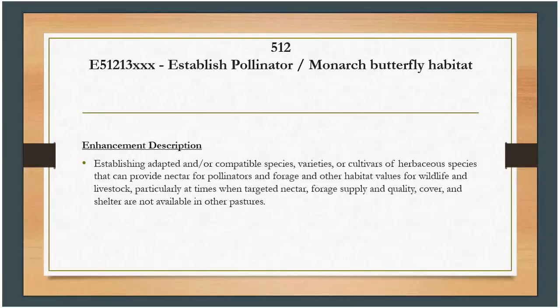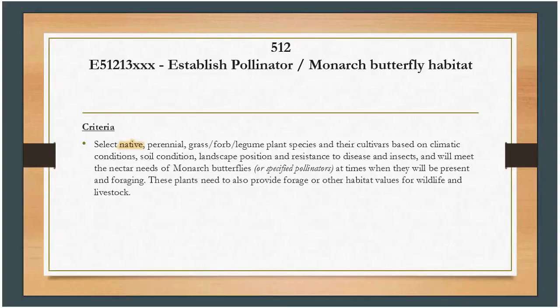Okay. So with this, the enhancement description is saying establishing adapted or compatible species, varieties, or cultivars of herbaceous species that can provide nectar, food for pollinators, and forage and other habitat values for wildlife and livestock, particularly at times when those resources might not be otherwise available in other pastures. Okay, you can forward it.